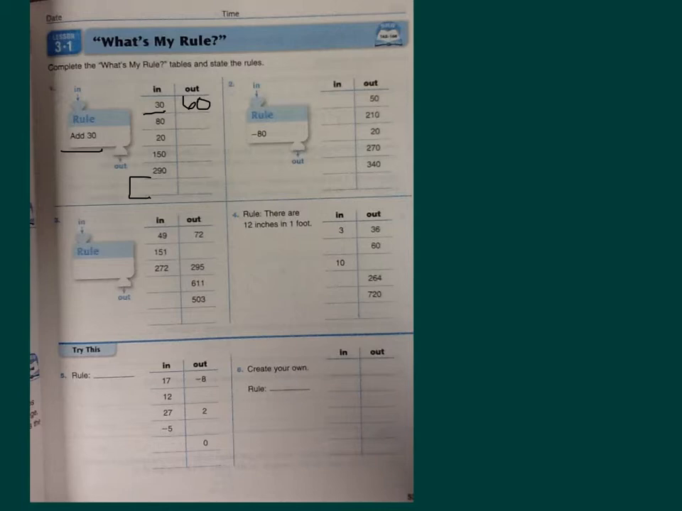All right, I'll say the in, you say the out. 80 plus 30 equals 20 plus 30 equals 150 plus 30 equals, and 290 plus 30 equals. What are some other ideas for what you could have at the bottom here?